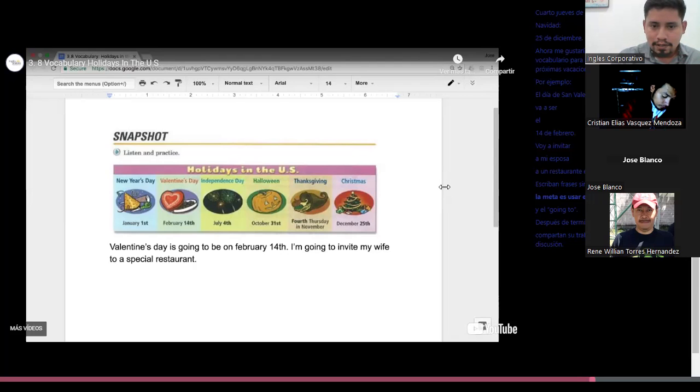Ya estoy viendo aquí su oración. Eliazar, it says Independence Day is going to be on September 15. Okay, I'm gonna listen to the instruments.